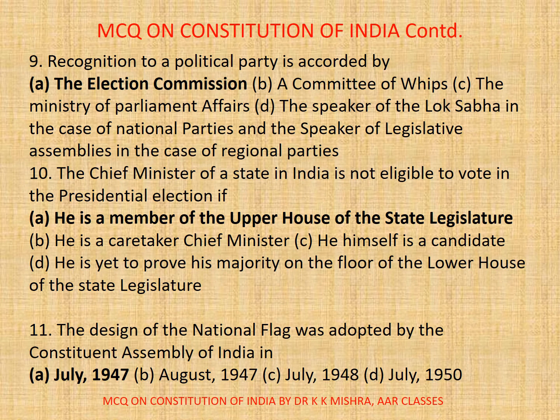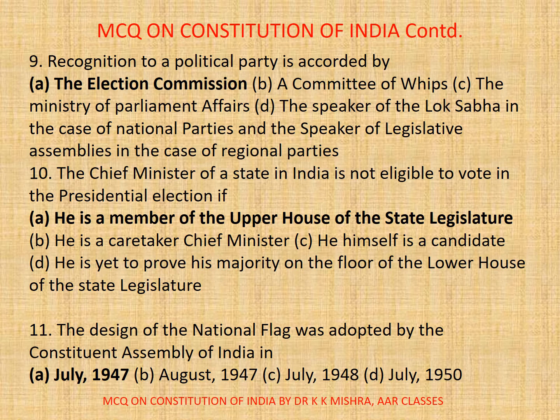9. Recognition to a political party is accorded by A. The Election Commission, B. A committee of whips, C. The Ministry of Parliament Affairs, D. The Speaker of the Lok Sabha in the case of national parties and the Speaker of Legislative Assemblies in the case of regional parties. Correct option is A. The Election Commission.